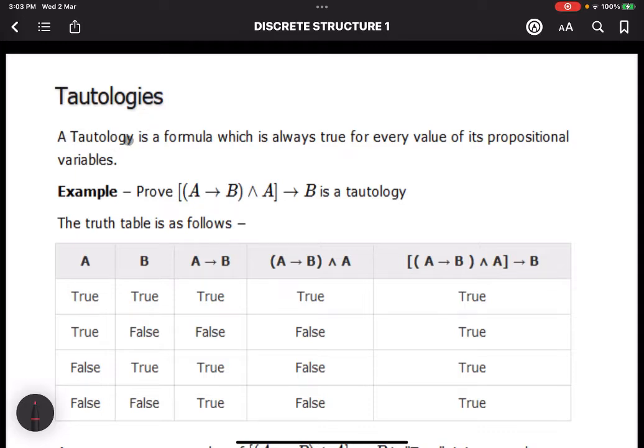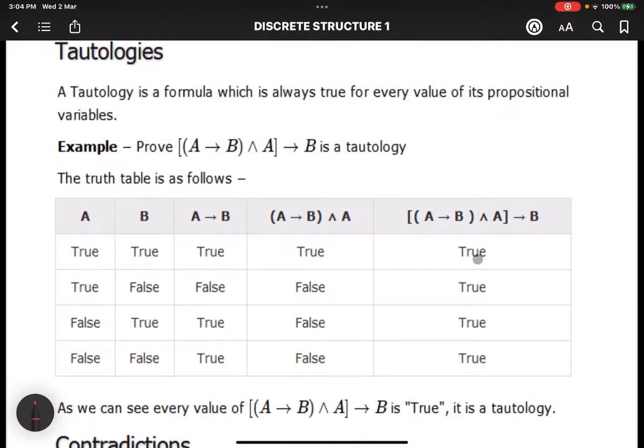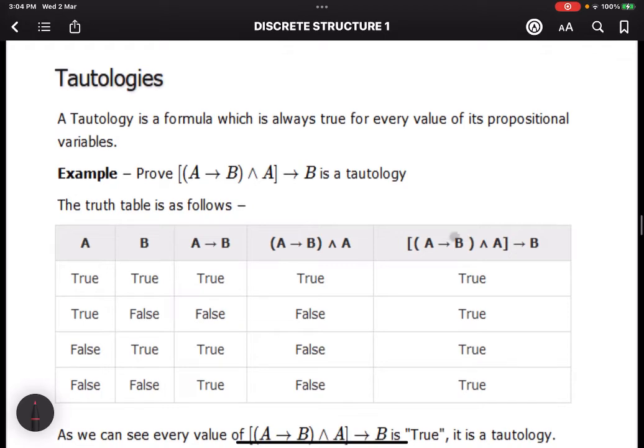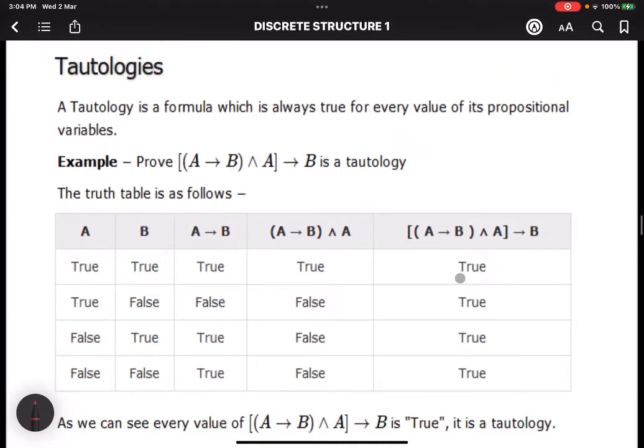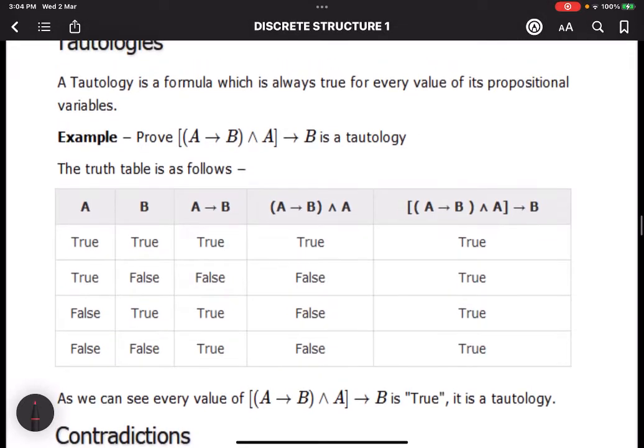What is a tautology? It is a formula which is always true for every value of its propositional variables. For example, prove that if A then B and A then B is a tautology. So the truth table for this is as follows. Makikita nyo, lahat siya ay true. So ito yung formula at nag-arrive tayo sa ating evaluation as true. So ito ay isang tautology. Okay? So pag lahat ng result ng isang formula ay true, then it is a tautology.